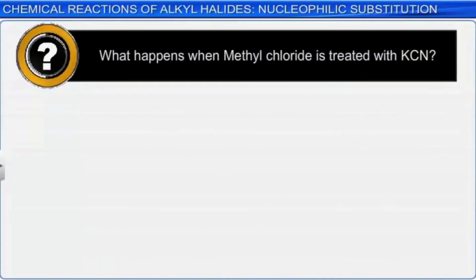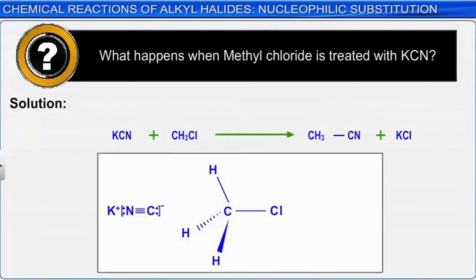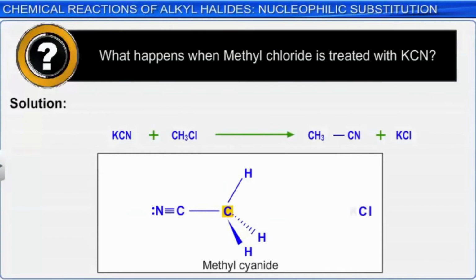What happens when methyl chloride is treated with potassium cyanide? KCN is ionic, so it generates a cyanide ion which attacks the carbon in the methyl chloride. In principle, the cyanide ion is ambident and could attack from either end. However, the C-C bond is more stable than the C-N bond. So, methyl cyanide is the primary product.